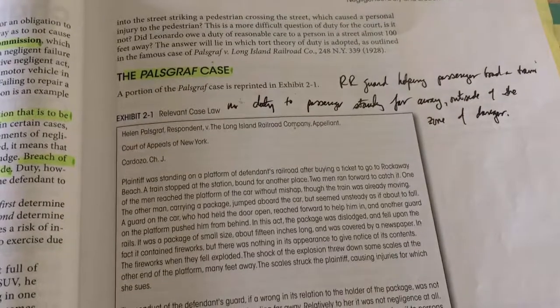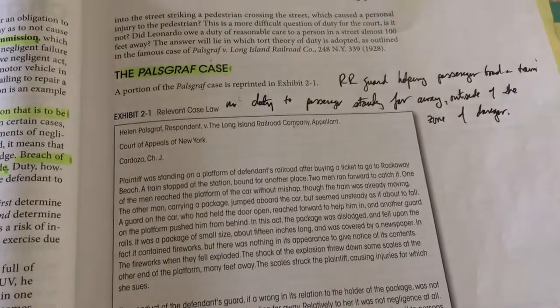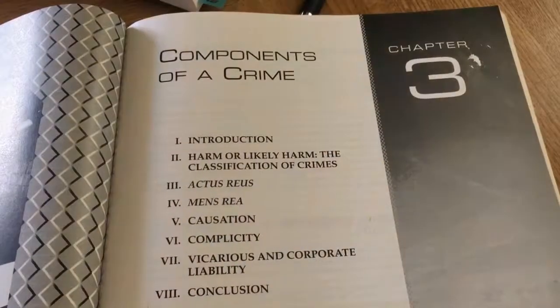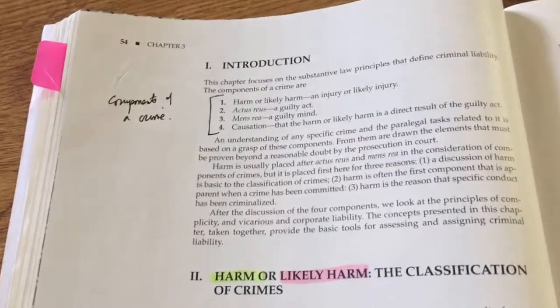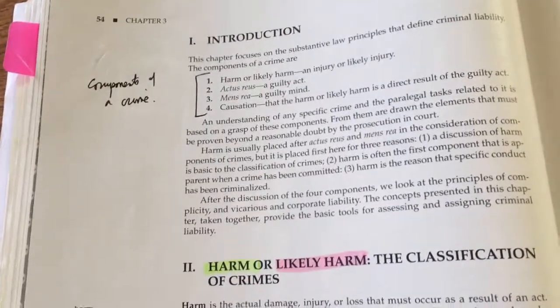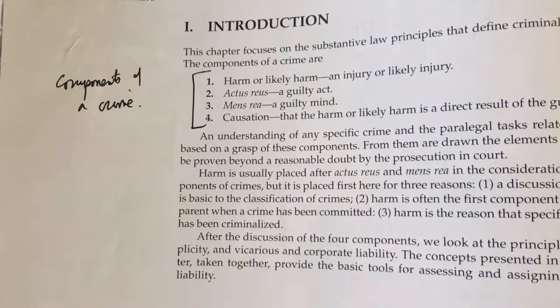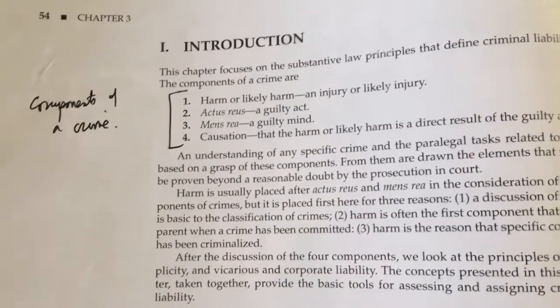So I think it's better for me and for you if you synthesize it rather than try to highlight the cases. And now we're back to the criminal law textbook, and you'll see that here I have highlighted the components of a crime, and if you remember the questions at the back of this chapter, one of them was, what are the components of a crime?